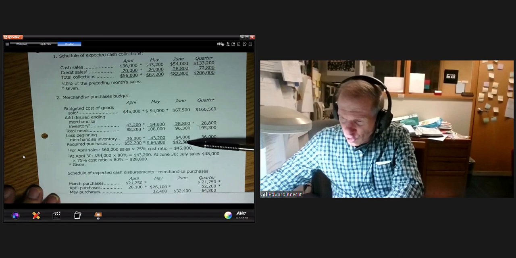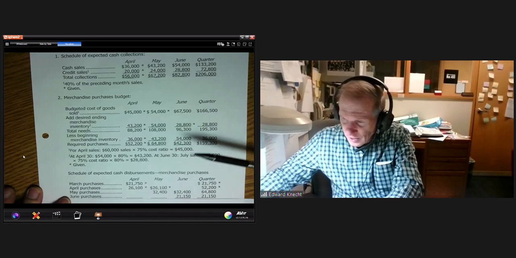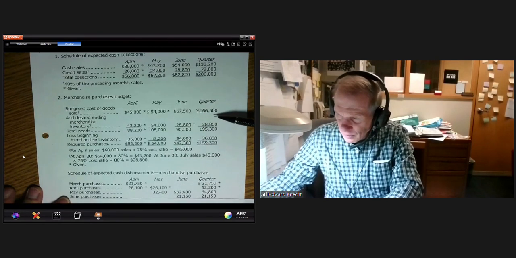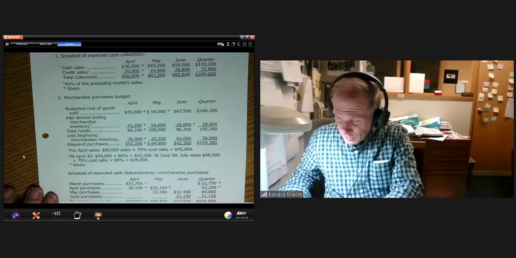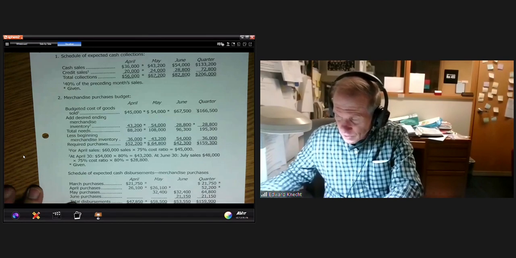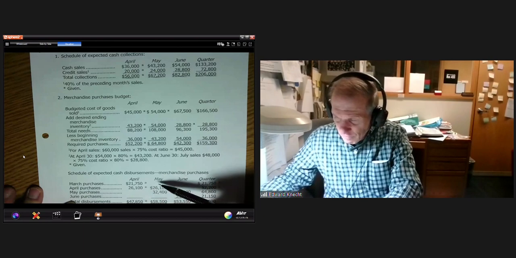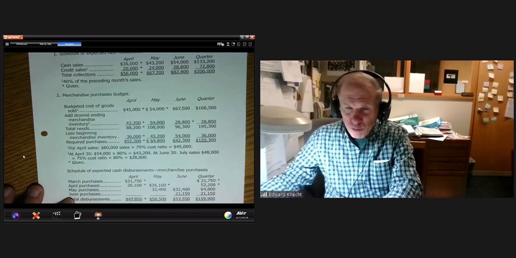And then here's June. Half of that will be paid in June, and the other half will be paid in July, which is the next quarter, so it's not going to be included here. And then we just bring everything across to determine the total disbursements for the quarter, the total disbursements for each month for merchandise purchases.